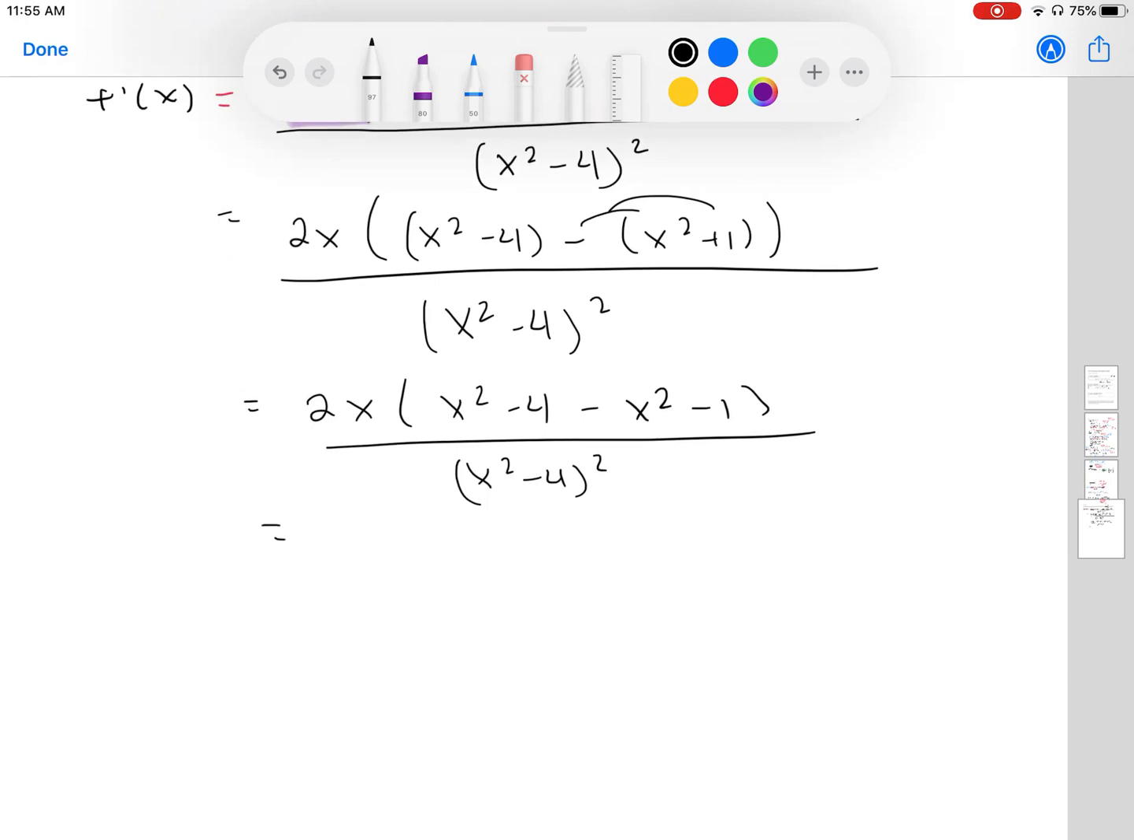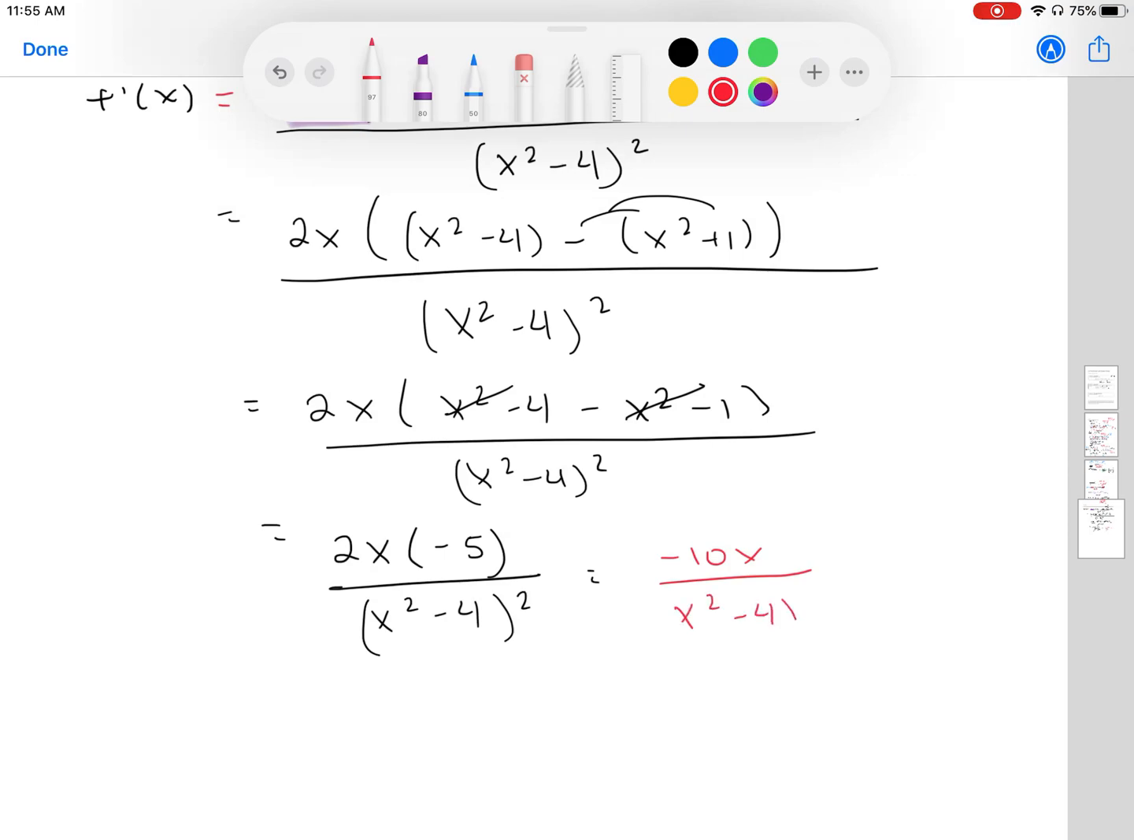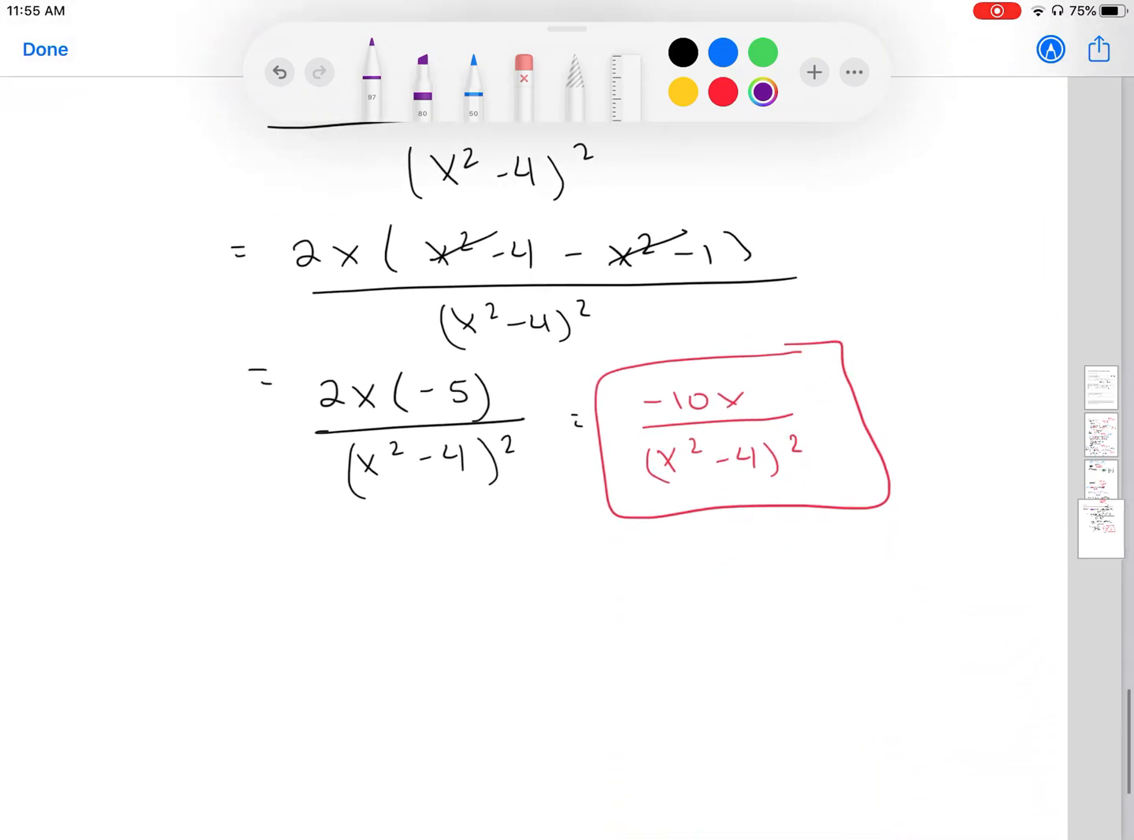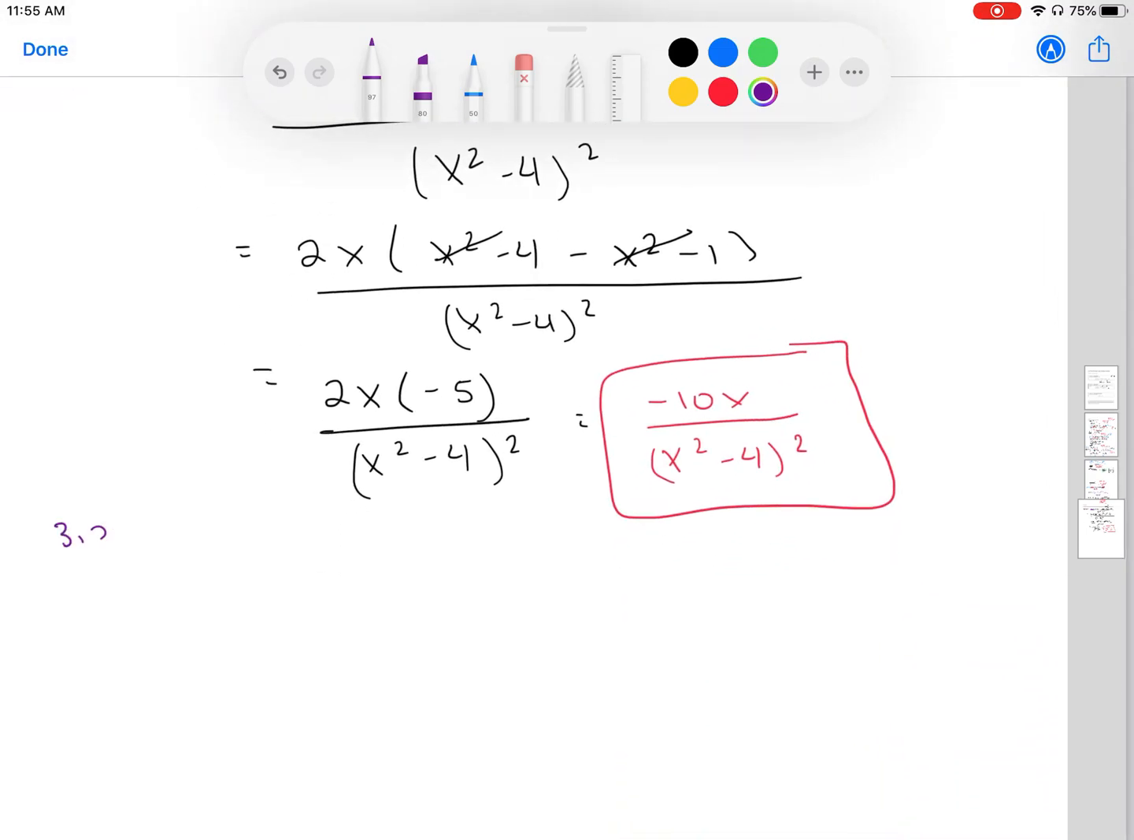Okay, we can clean it up. So I have 2x times x squared minus x squared, that's gone. And we're left with negative 4 minus 1. Negative 4 minus 1 is negative 5. So that just gives us negative 10x all over x squared minus 4 squared. So that's our equation that will produce our desired slope. We have our point given of 3, 2, let's go ahead and plug in 3 to find that slope.